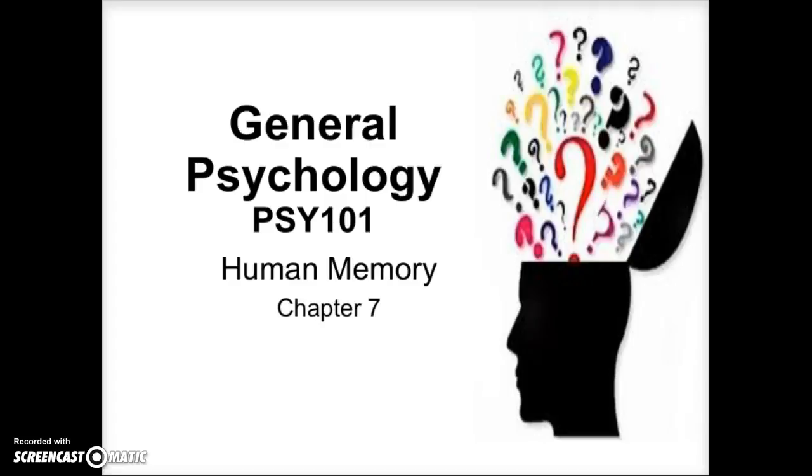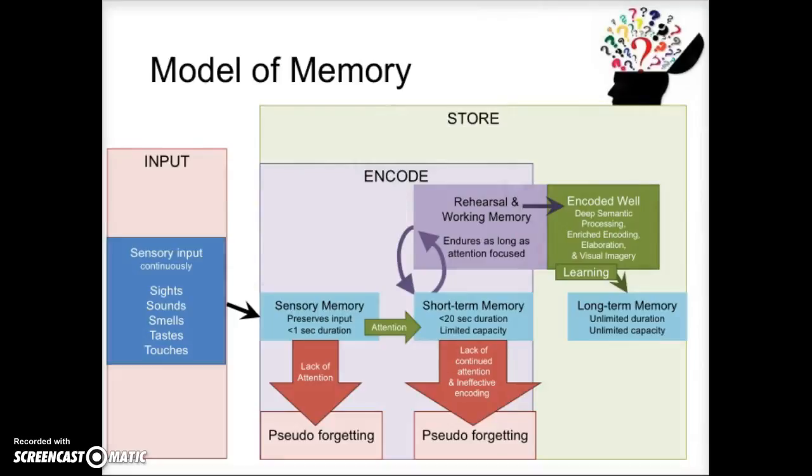This video is a continuation of Human Memory, Chapter 7. So far, we've gone through this model of memory, and we've talked about the importance of paying attention and then working with and encoding well our experiences in order to move our memories into long-term storage with the goal of retrieval, which is hopefully accurate, complete, and at the time I want to remember it.